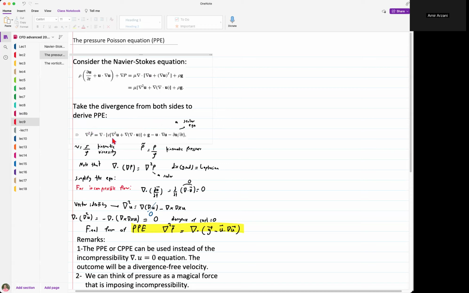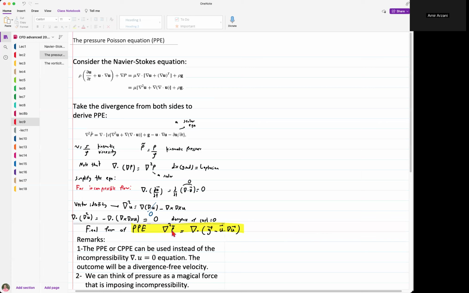You take the divergence of the Navier-Stokes momentum equation, the divergence of the gradient becomes the Laplacian, and then you have the divergence of every other term, which you can actually simplify. The divergence of the unsteady term, if you switch the role of partial and divergence, you can see that value is 0 for incompressible flow. You can also use the same vector identity we used before for the Laplacian of u to show that the divergence of the Laplacian, assuming again incompressible flow, becomes 0 because this is nothing but the divergence of curl. So this highlighted equation is the final form of the pressure Poisson equation.